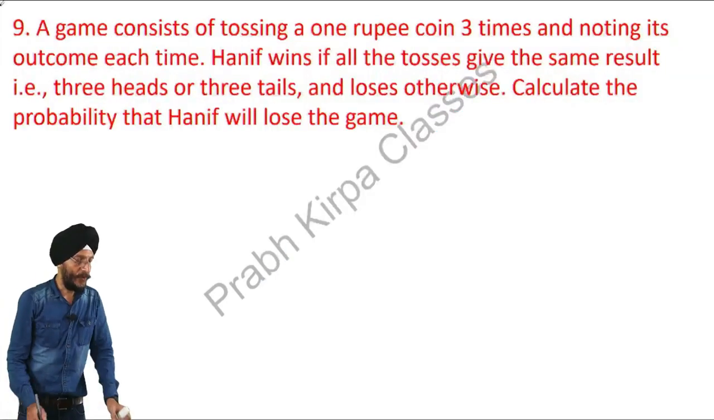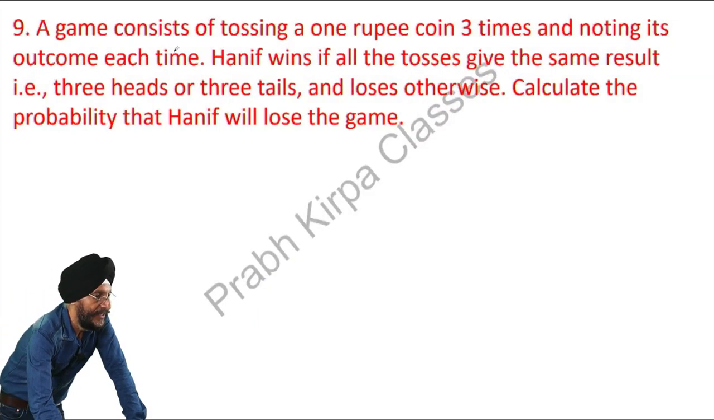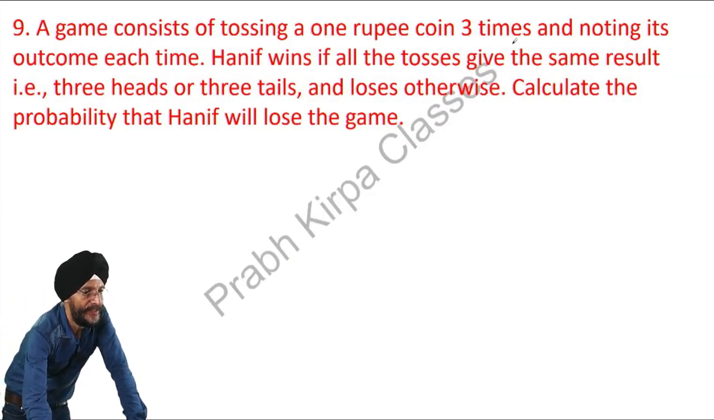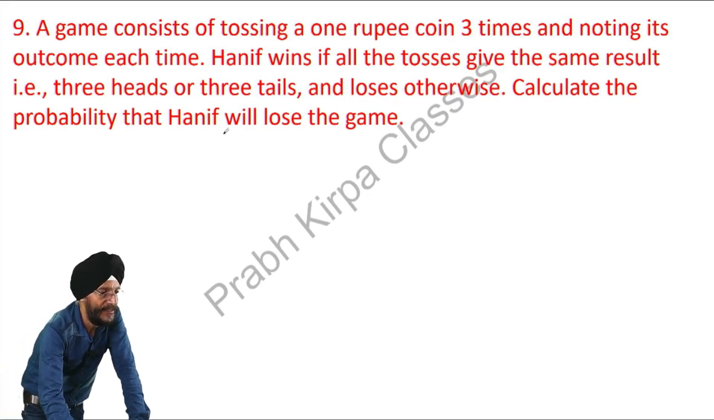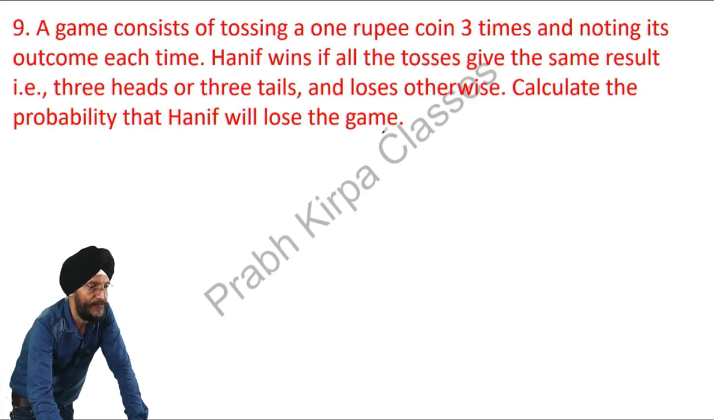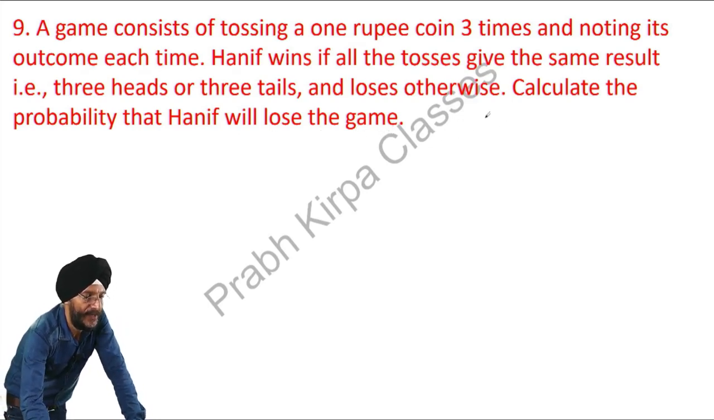Now the question before us is, a game consists of tossing a 1 rupee coin 3 times and noting its outcome each time. Hanif wins if all the tosses give the same result, that is 3 heads or 3 tails, and loses otherwise. Calculate the probability that Hanif will lose the game. So what is given in the question, that there is a 1 rupee coin and it is tossed 3 times.